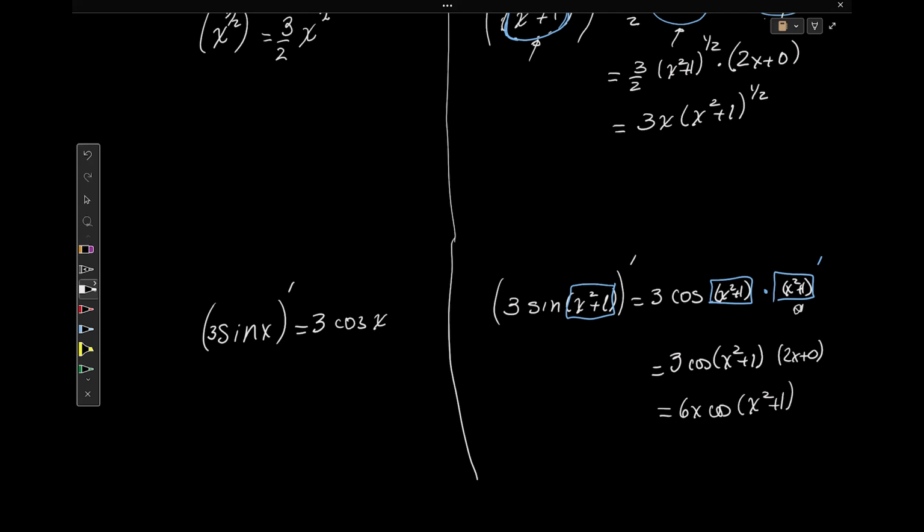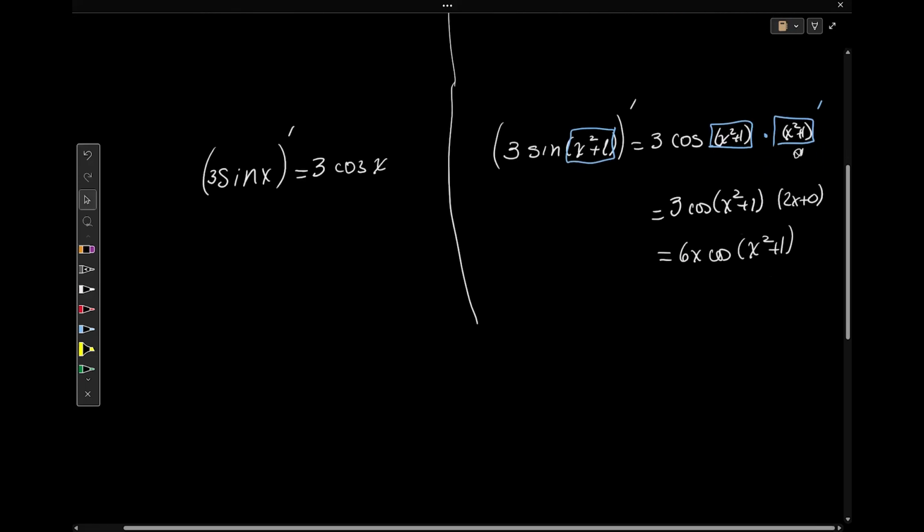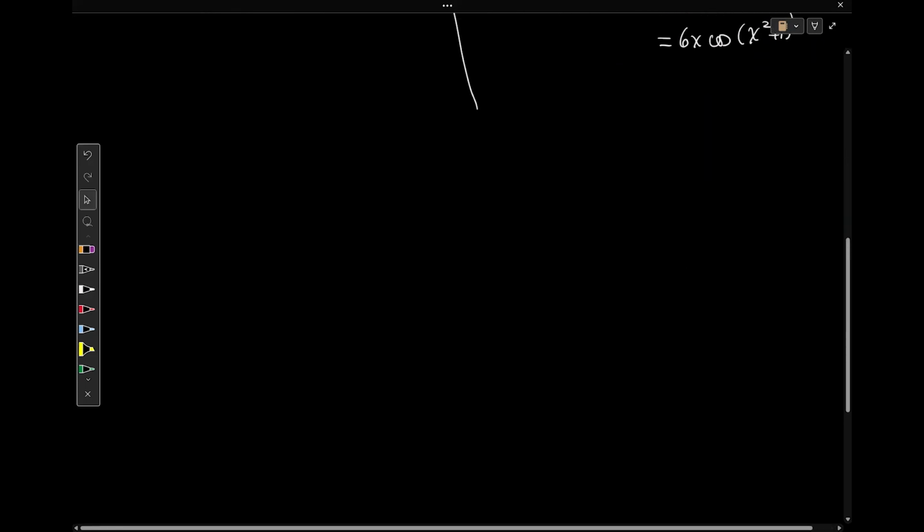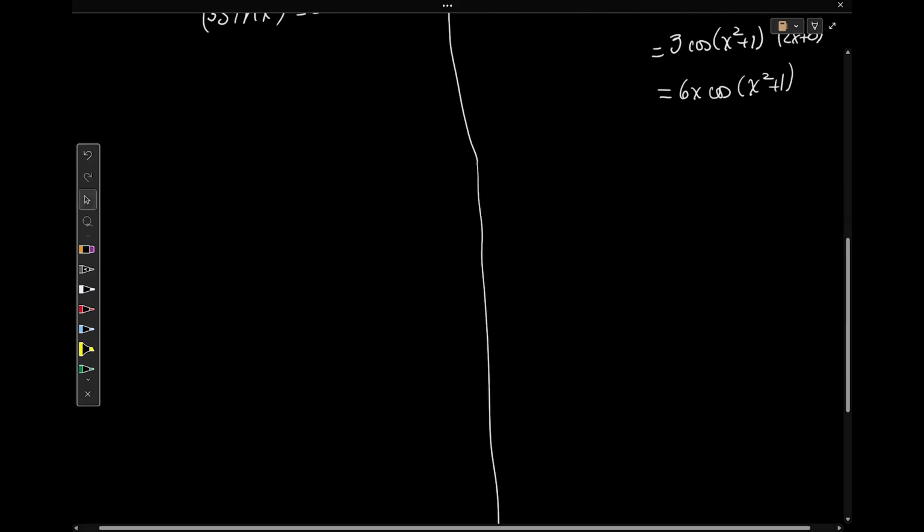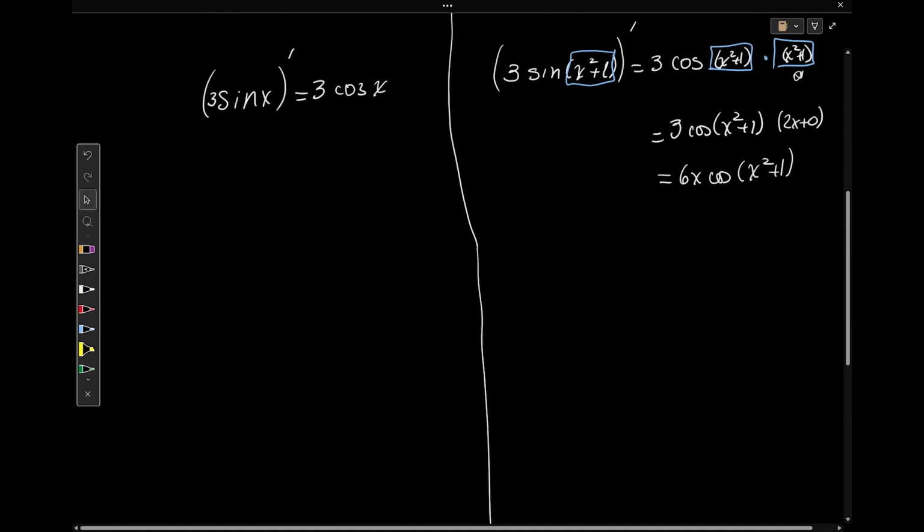Now, again, this is probably the simplest comparison between regular derivative without the chain rule and then the chain rule. And now we can extend it a little bit more. So now what if I have this instead? What if I have this?